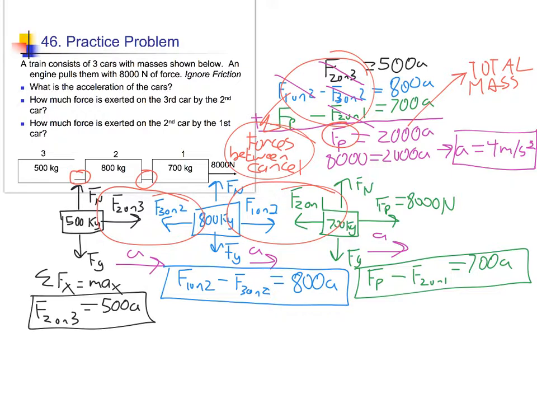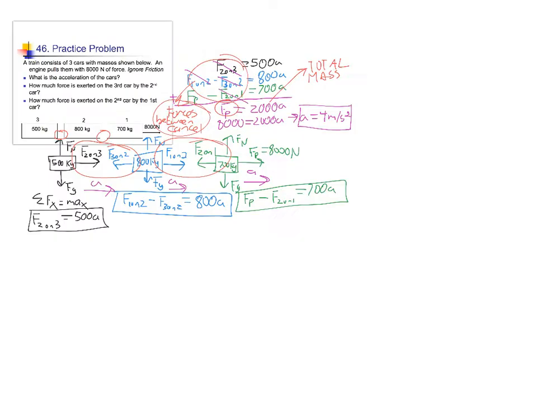Once we have that acceleration, which is the answer to part A, we can now go back and think about the force that the third car exerts on the second car and the second car exerts on the first car. So for part B, I'm just going to take that acceleration that I just solved for and use my equation for the third car. Force of 2 on 3, that's that force I want to solve for, and that's just equal to 500 times my acceleration, which is 4. And so the force of 2 on 3 is going to be 2,000 newtons.